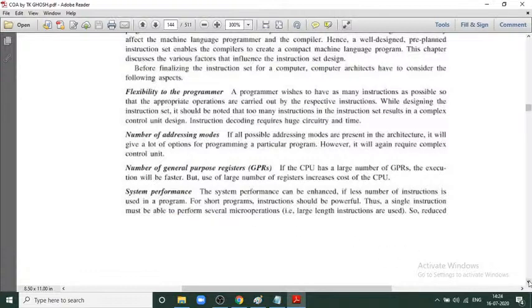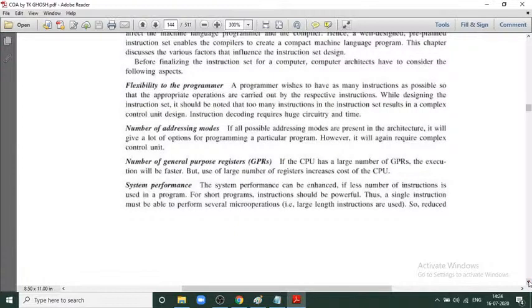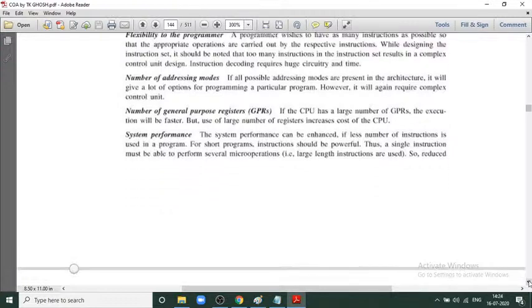So this is one of the aspects of the instruction set. We need to finalize some aspects of the computer instruction set.